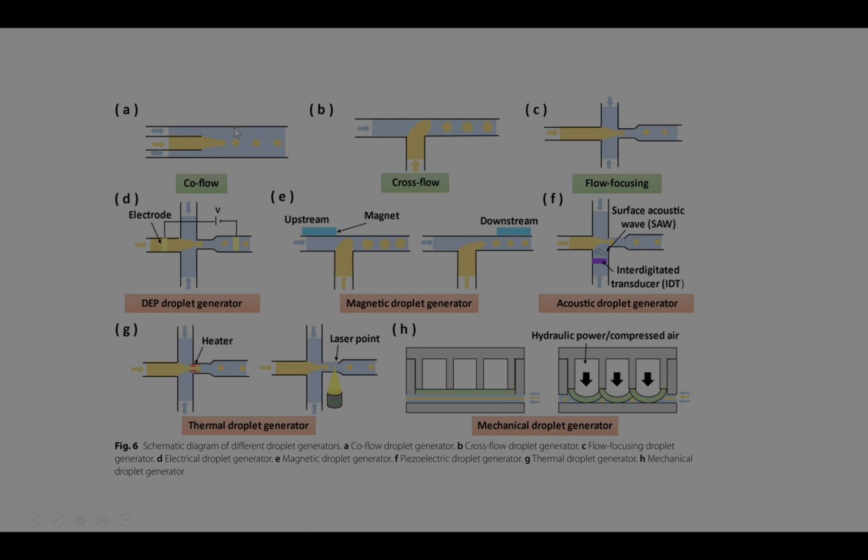Then the droplet generators we have discussed. There are different kinds of droplet generators. This is the co-flow, this is cross flow, this is flow focusing. Another one is the DEP droplet generator, where the bias will be applied.